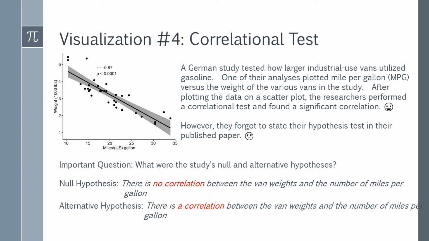So we decide the null hypothesis to be: there's no correlation between the van weight and the number of miles per gallon, and the alternative hypothesis states that there is a correlation between the van weight and the number of miles per gallon. So we either reject or accept the null hypothesis after the calculation has been done.